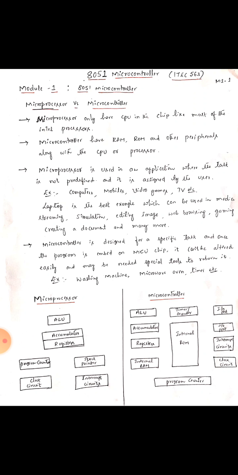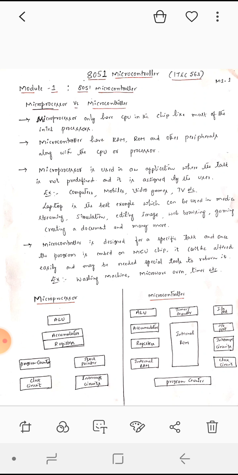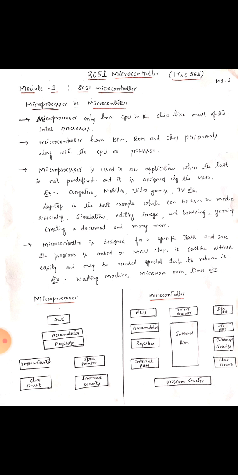A microprocessor is one where you have your CPU built on the IC, like most of your processors, whereas a microcontroller is one where you have built-in RAM, ROM and other peripherals along with the CPU or processor. That is the first difference we can say about a processor and a controller.